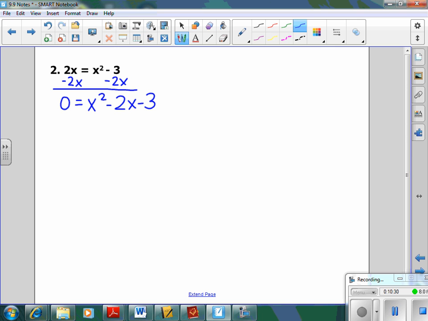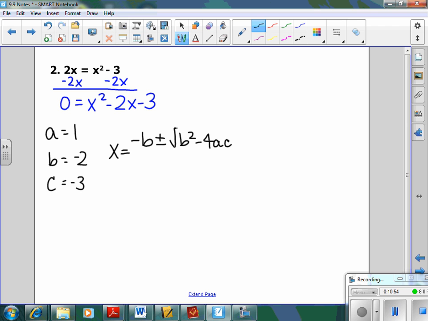And now we can pick out our values, our a, our b, and our c. A is 1, b is negative 2, and c is negative 3. So again, write down the quadratic formula. The more you write it down, the more it will stick in your head. X equals negative b plus or minus the square root of b squared minus 4 times a times c. And this whole thing is divided by 2 times a. So now let's plug some stuff in.